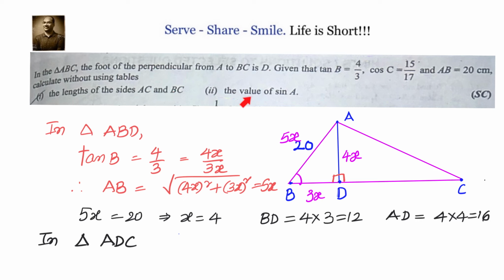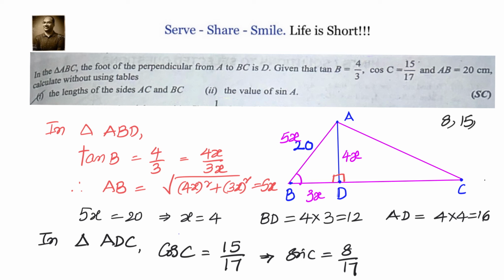So we'll write down in triangle ADC, given that cos C equals 15 by 17. That will give us what will be the value of sin C then. Sin C will be 8 by 17 because we have 15, 8, 17 Pythagorean triplet. We have 8, 15, 17. So sin C is 8 by 17, but that is also equals AD by AC, which means 8 by 17 equals AD, which we know equals 16, divided by AC. Simplify that, we will get AC equals 34.